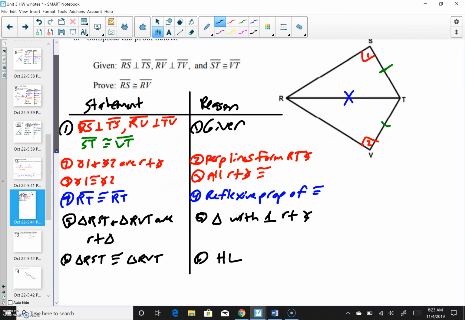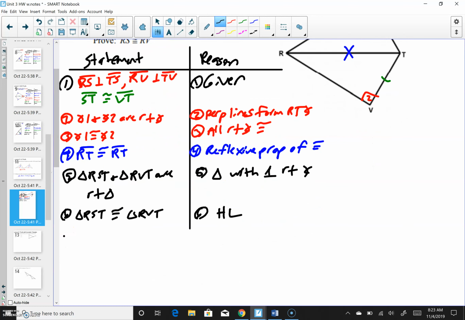So we can finish that final piece off here with RS is congruent to RV, and our reason is going to be CPCTC.